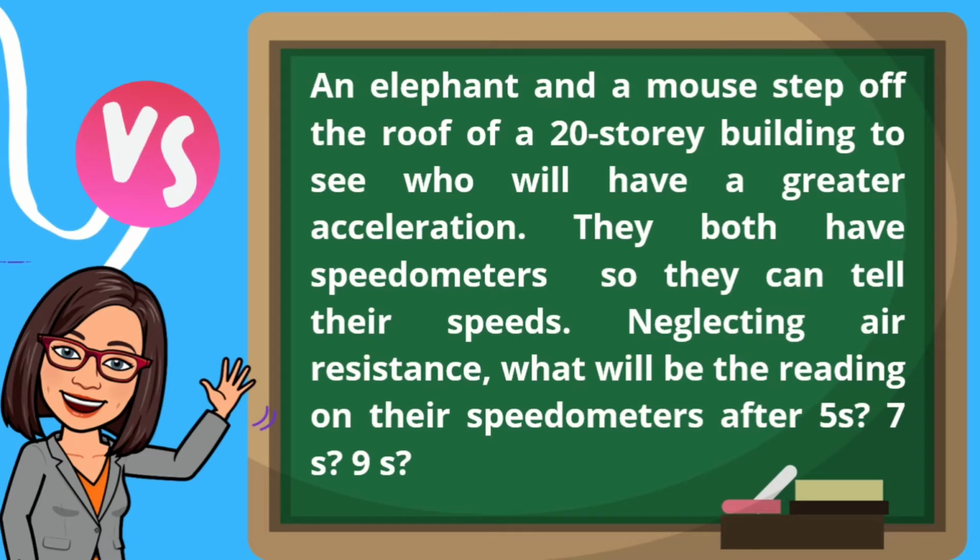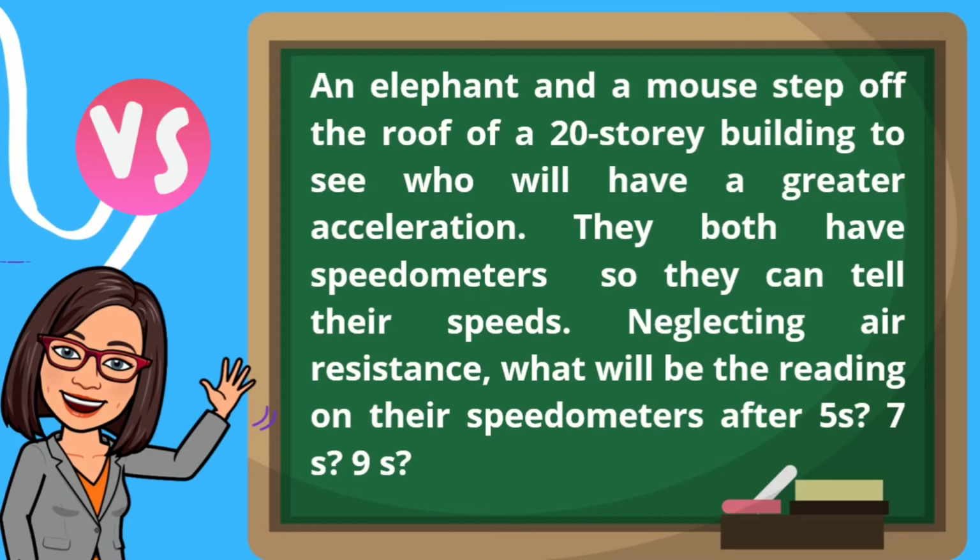So here is our situation. So merong elepante at daga. So remember their sizes. Elephant is a huge mammal, an animal. May kalakihan yung elepante. While the mouse, yung daga, o minsan tinatawag nating bubwit, medyo may kaliitan as compared to the size of an elephant. So, nandun sila sa 20-story building, sa 20th floor. Gusto nilang malaman kung sino ang may mas greater ang acceleration. So, to check that, naglagay sila sa katawan nila ng speedometers.